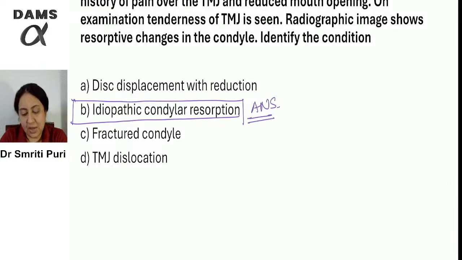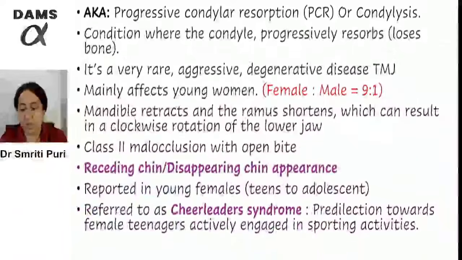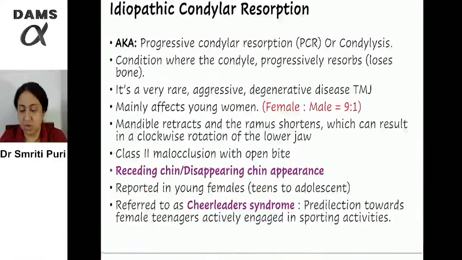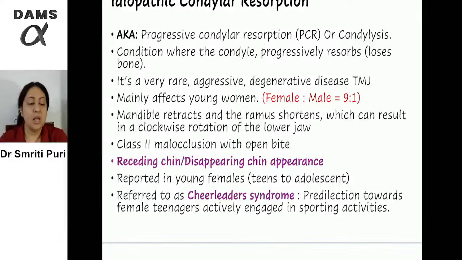I have taken up this very similar question in one of my previous sessions also. So we'll quickly go through idiopathic condylar resorption. It is also known as progressive condylar resorption or condylosis. It is a condition where the condyle progressively resorbs or loses bone. It's a rare aggressive degenerative disease. Mostly affects young females in the ratio of 9:1.